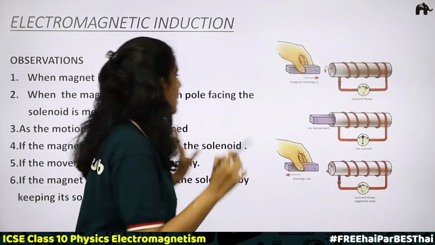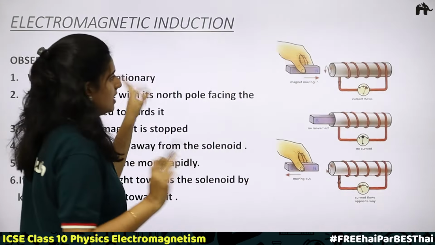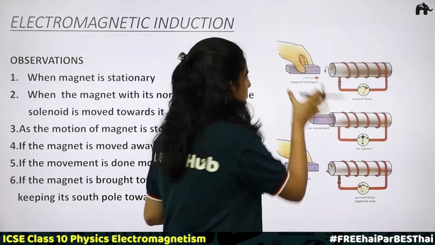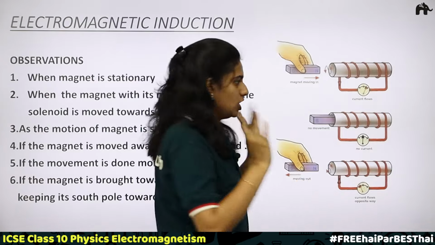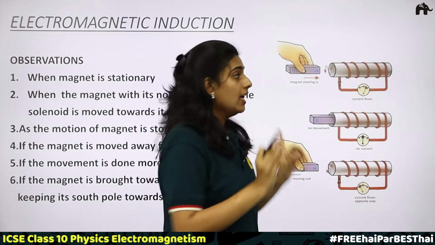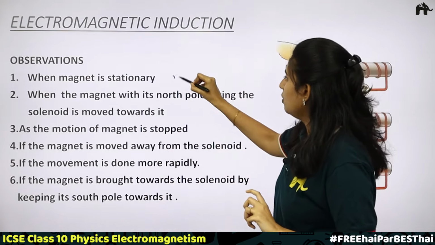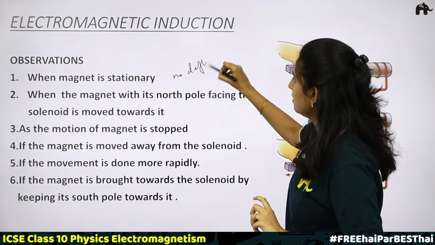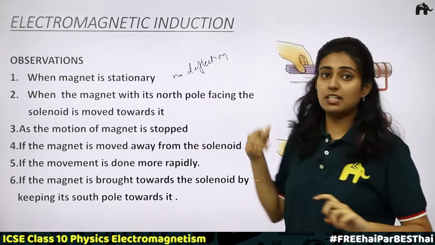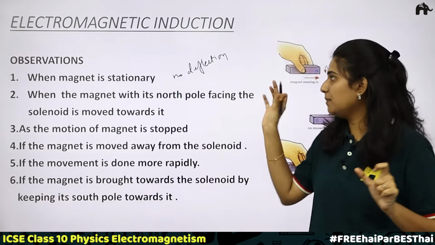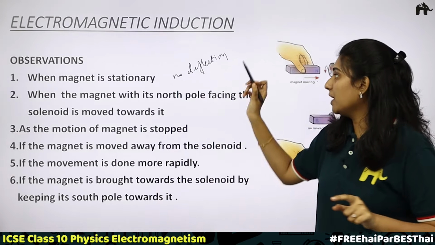First is when the magnet is stationary. You can see the setup, you can see the coil. The magnet is held stationary at a position near it. In that case, there will be no deflection in the galvanometer. No deflection. What does it mean? If there is no deflection, it means there is no current. So a stationary magnet placed near a coil will not produce any current.